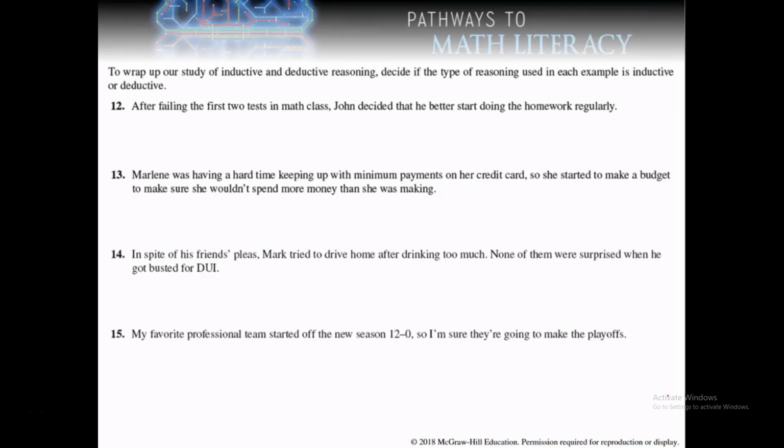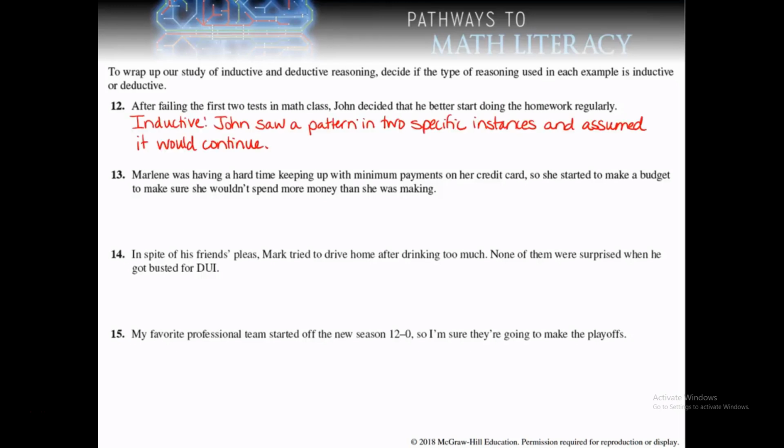In 13, Marlene was having a hard time keeping up with the minimum payments on her credit card, so she started to make a budget to make sure she wouldn't spend more money than she was making. And that last phrase there is the key here. This is deductive reasoning. She's not just basing this on a pattern. She's using a universal fact that if you spend more than you make, you will fall behind on your payments.